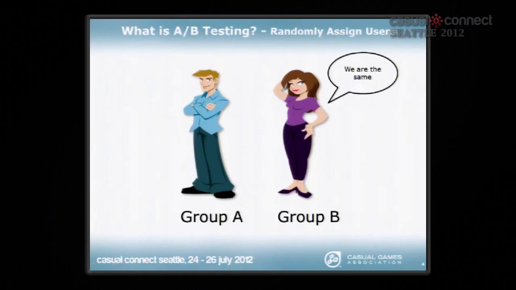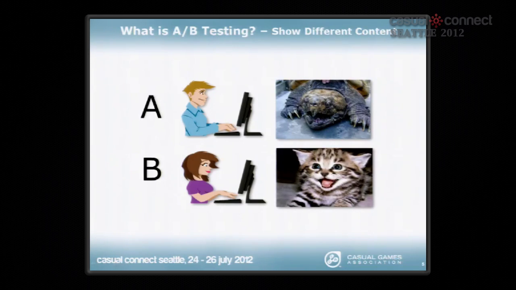So what is A/B testing? Well, at its very simplest, you randomly assign users to group A or B, and that random assignment is very important. If you don't do that randomly, your numbers will be completely biased. And then you show those users different content. So in this case, we're showing one user an ugly snapping turtle and another user a cute cuddly kitten.